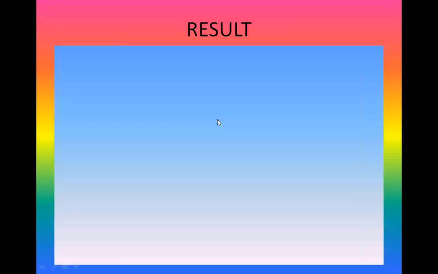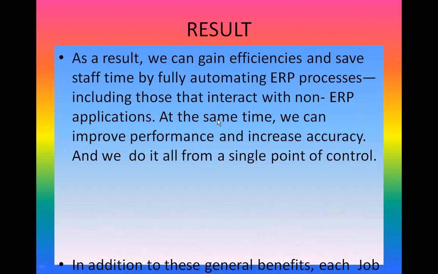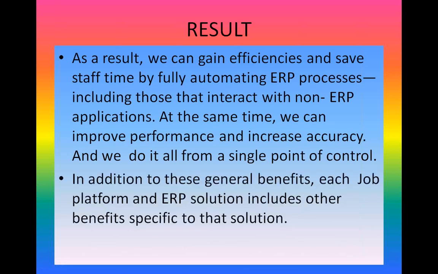So now that we have seen the advantages we get from a job management platform, here we'll see the results we are getting. As a result, we can gain efficiencies and save staff time by fully automating the ERP processes, including those that interact with non-ERP applications. At the same time, we can improve performance and increase accuracy, and we do it all from a single point of control. So this is a centralized job application platform which controls all the applications in your organization.